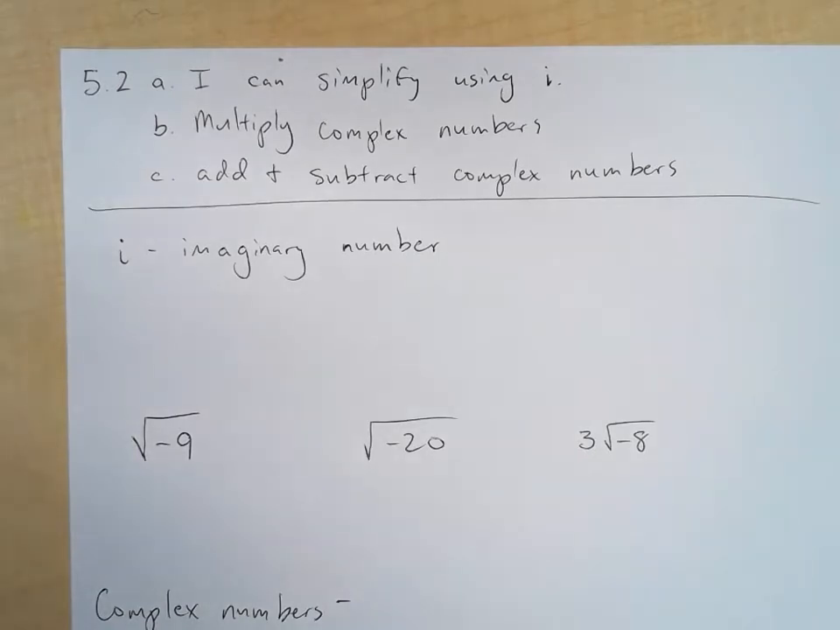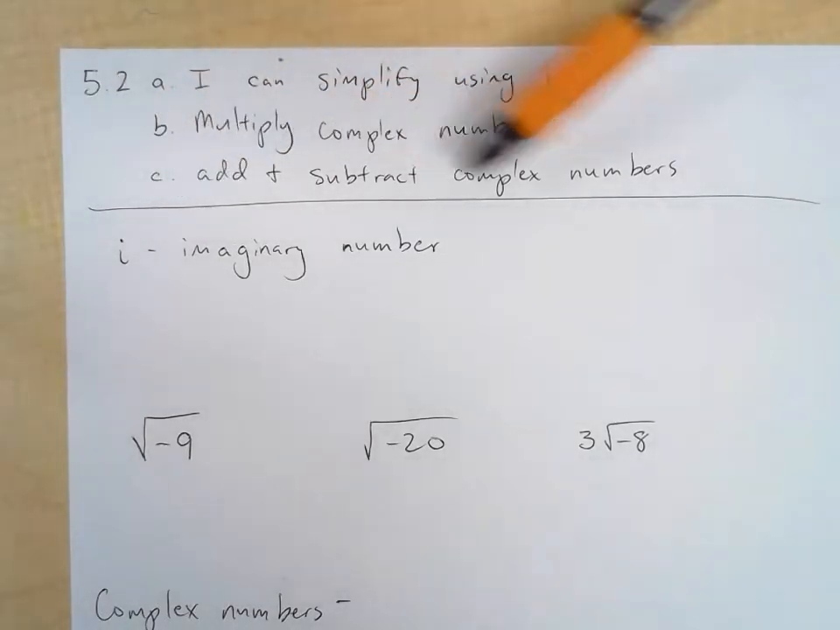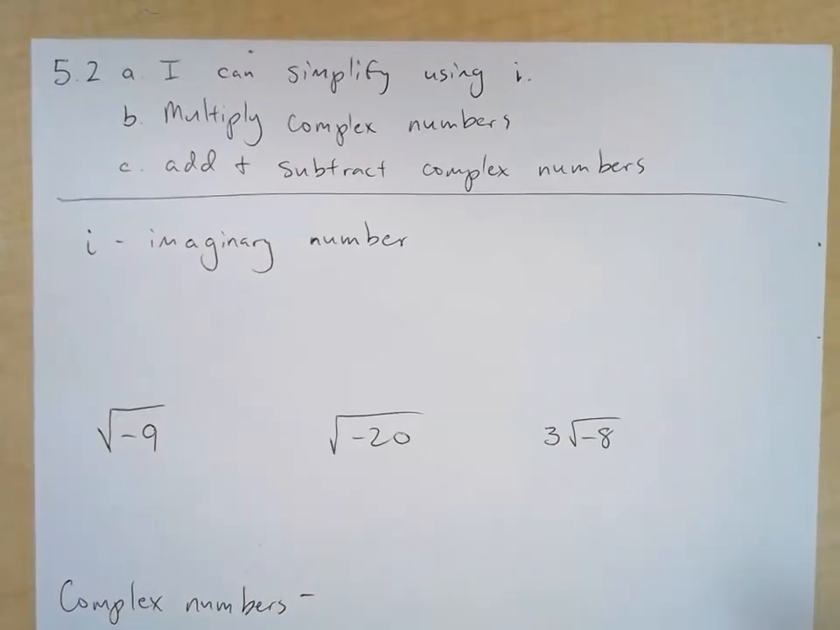Hey guys, today we're working on actually 3 different standards all at once. We're looking at 5.2a, which is simplify using i, which we'll talk about what i is in just a second, 5.2b, which is multiplying complex numbers, and 5.2c, which is adding and subtracting complex numbers. So let's make sure we take the time to get our notes down now.